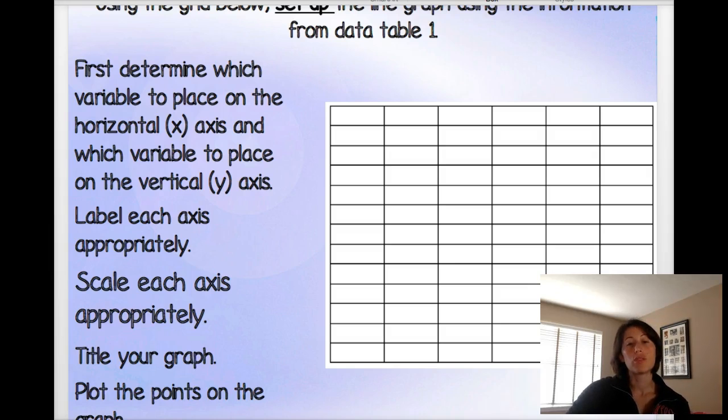So you need to make sure that you scale them appropriately. You need to make sure you put an appropriate title on your graph. A lot of times it'll be the same one that you put on your data table. Make sure it's descriptive. And then go ahead and plot the points on the graph. So pause this, look back to what you did on your data table and create your line graph. And then when you're finished, resume and we'll finish the rest of these notes.